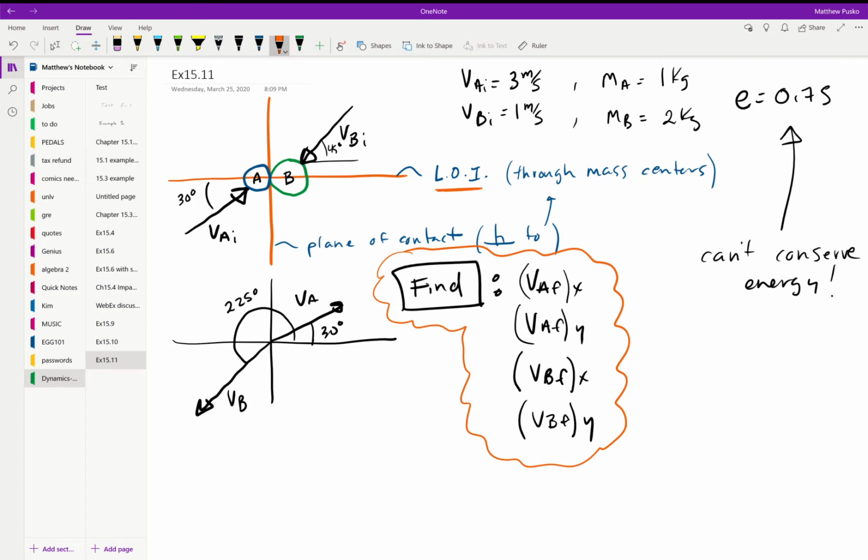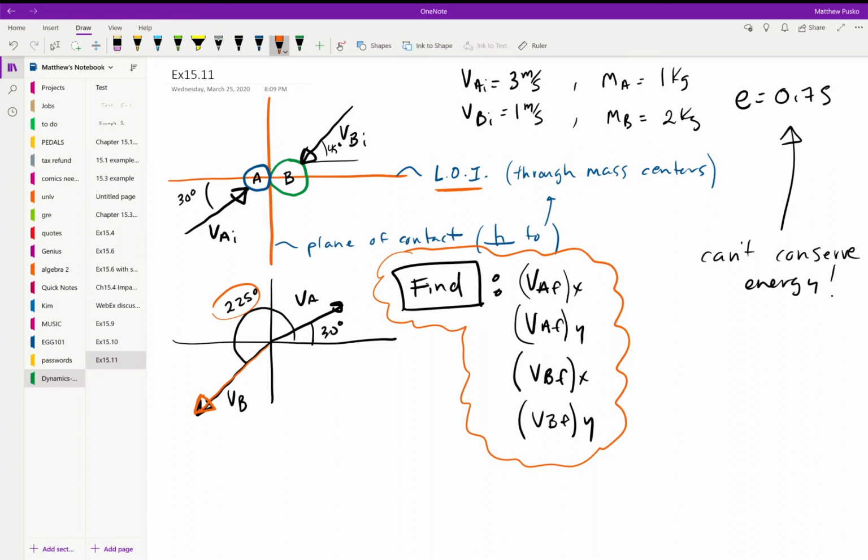In the book, they don't use 225 degrees as the actual angle for the velocity of B. They just throw a negative sign on it and use 45 degrees. If you use the correct angle measurement, the sign will come out for you.